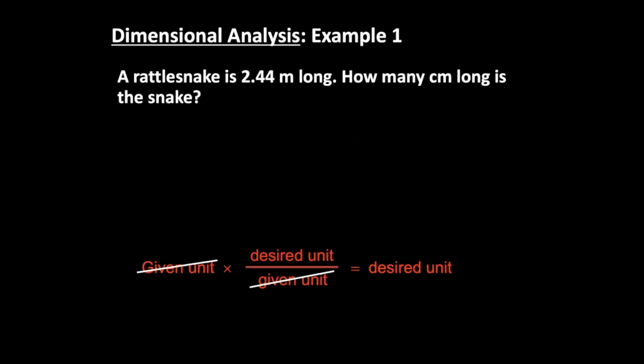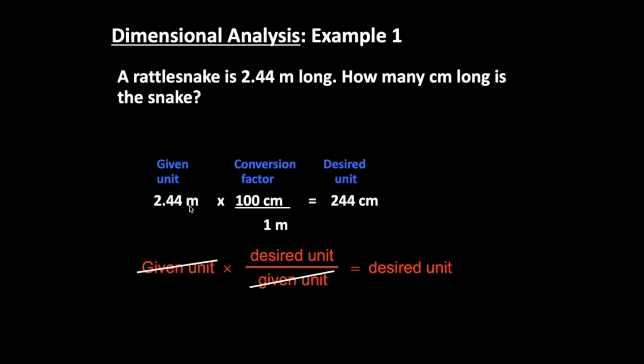Let's look at an example. A rattlesnake is 2.44 meters long. How many centimeters long is the snake? So you start with what's given in the problem. It says the rattlesnake is 2.44 meters long. So first I would write that down. And then it says I'm converting to centimeters. That's what I'm looking for. So that's my desired unit.